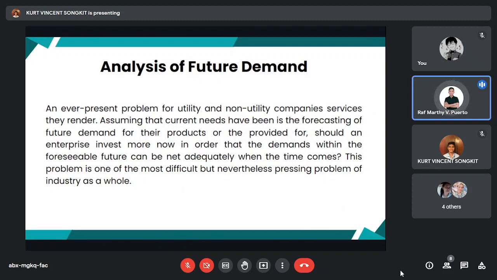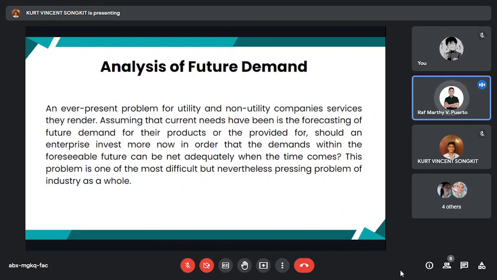So the analysis of future demand is also known as forecasting, or demand forecasting. It is an ever-present problem for utility and non-utility companies. When we say utility, it is the companies that give public service, for example electricity, gas, or water. So those companies giving public service regarding energy or supply are utility companies.